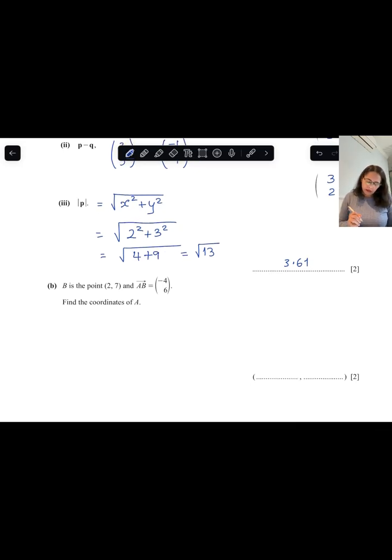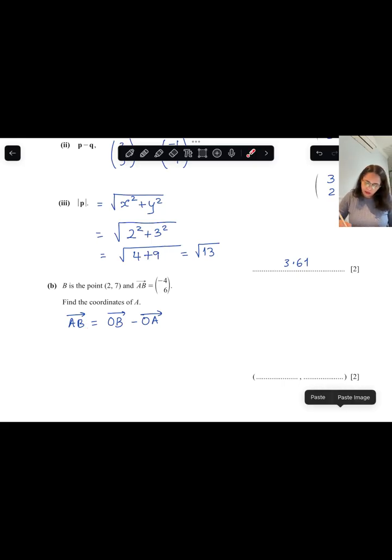Part B. B is the point (2, 7) and AB is given to you as (-4, 6). We need to find the coordinates of A. So let us begin with AB. The vector AB is found as OB minus OA.